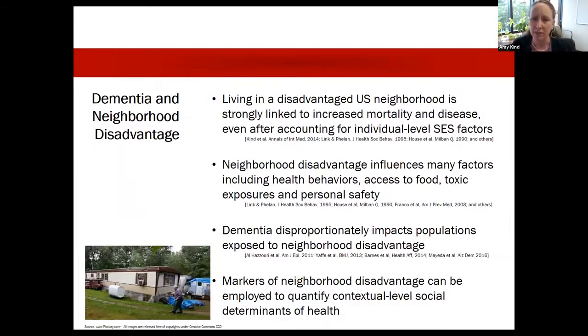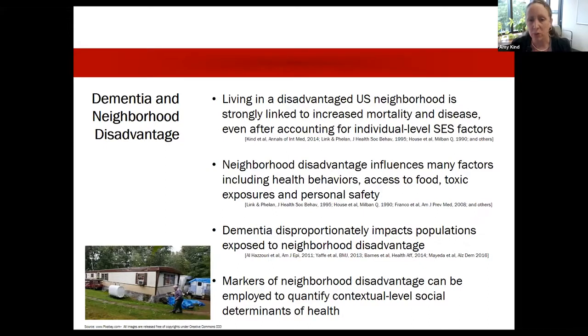So living in a disadvantaged US neighborhood is extremely strongly linked to mortality and disease. This has been known for decades. Cardiovascular disease, diabetes, obesity, cancer. And these associations exist even after accounting for individual level SES factors. Neighborhood disadvantage influences many factors about health and health behavior, whether one can access healthy food, whether one has lead in the water, whether you're subjected to safety issues. And overall neighborhood disadvantage is critical.